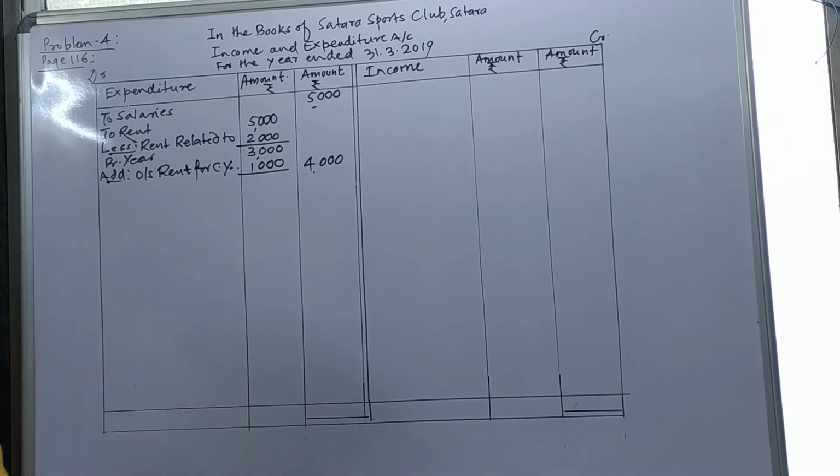In this problem they have not asked for the balance sheet. Whenever the balance sheet asks for this outstanding rate, we must show it on the liability side of the balance sheet. But they only ask us for the income and expenditure account. So the salaries and rent are over.